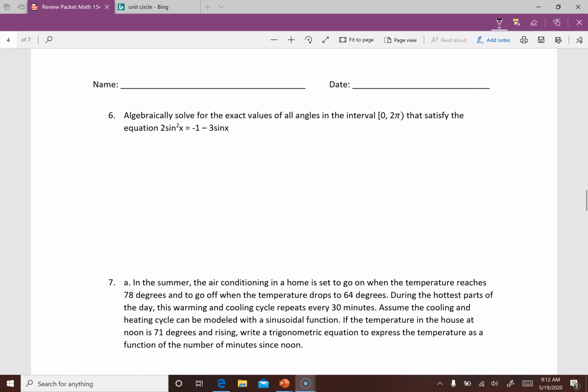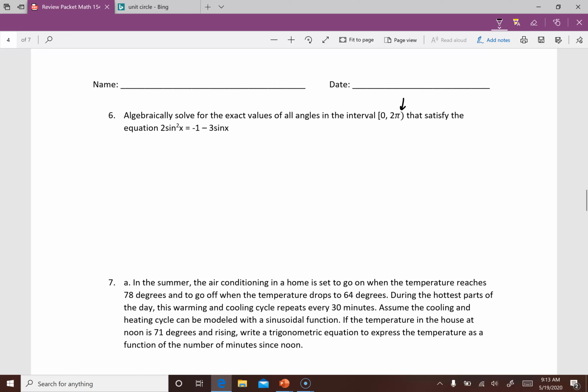All right, let's do a couple more pages. So algebraically solve for the exact values of all angles in the interval 0 to 2 pi. Notice it does not include the 2 pi, but it does include 0. That satisfy the following equation.